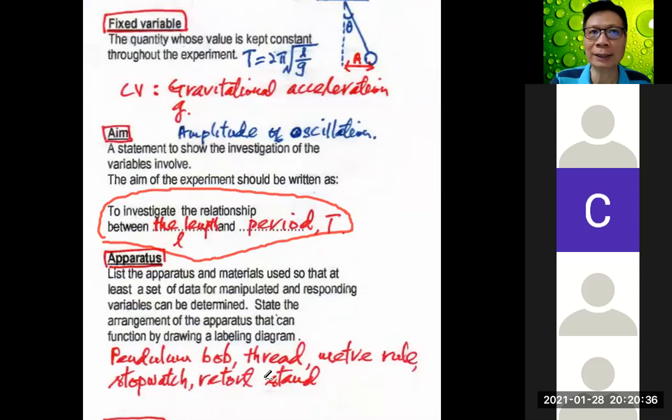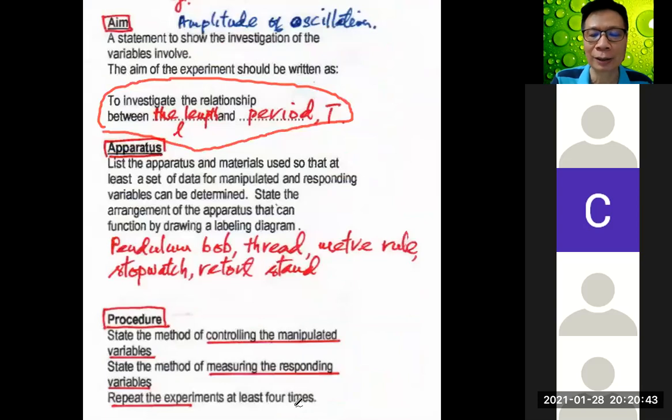Okay, after apparatus will be the most important part of your report, the procedure. In your exam, procedure gives you 3 marks. That means you need to write 3 important steps. The first step is state the method of controlling the manipulated variable. You must describe how you control the length of the thread, because your manipulated variable is the length of the thread.